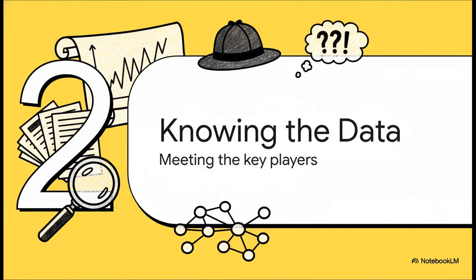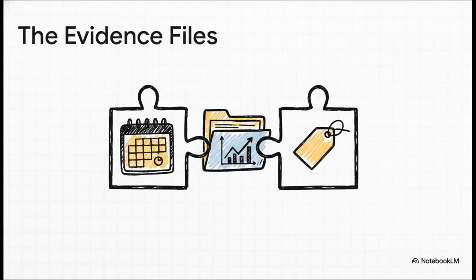Okay, mission defined. Now it's time for the first real step in any data investigation. We need to open up the case files and get to know the evidence. Who are the key players here? What kind of information do we actually have to work with? Let's meet our data sets. So our evidence comes in 3 main files. You can think of these as our primary sources.